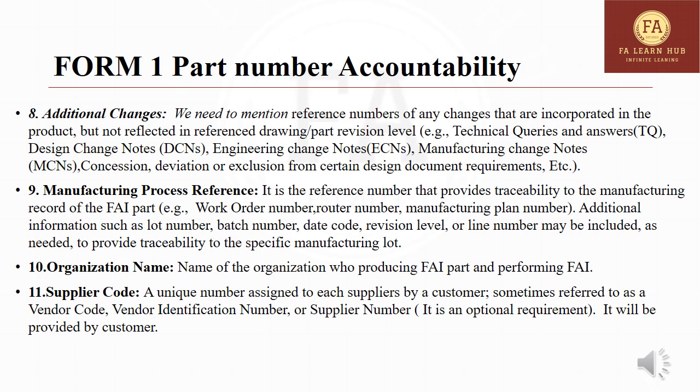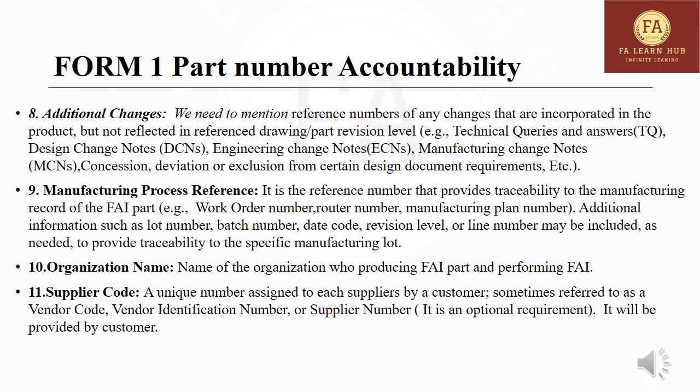Next one, field manufacturing process references. That means it is a reference number that provides the traceability to the manufacturing record of the FAI part. For example, if we are using any route card, any job card, any work order for manufacturing of this particular part, we can mention the unique number of this job card or route card. The additional information such as lot number, batch number, date code, revision level, which give the traceability of manufacturing, can also be included. So, it provides the traceability of the manufacturing process. That is the relevance of this particular field.